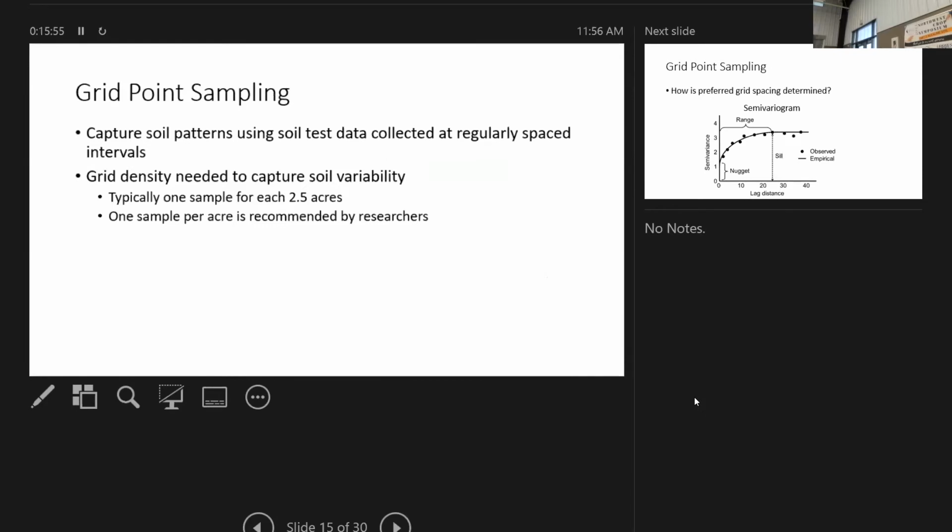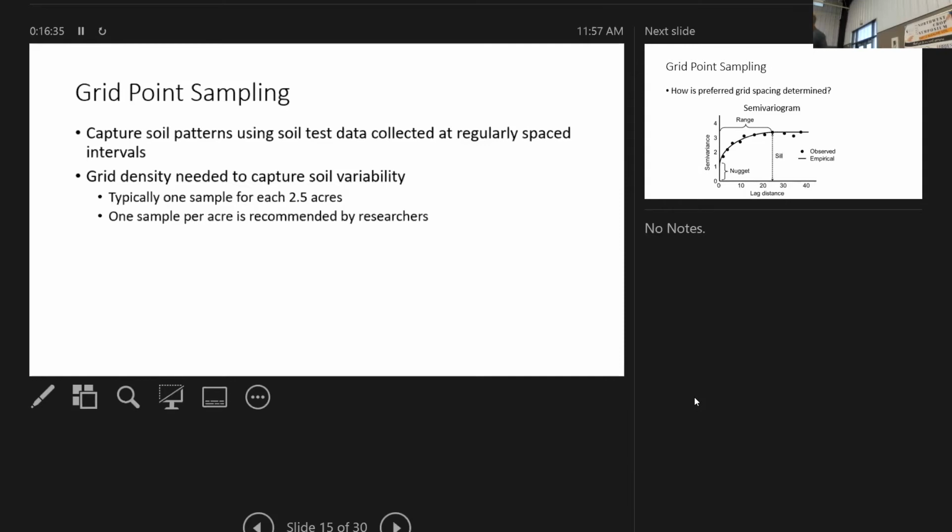So grid point sampling has its benefits and drawbacks. It's probably the best for capturing some of the more fine detail in your nutrient patterns, depending on how far apart you space those sampling points. Typically, over the years, it seems like 2.5-acre grids is kind of the go-to, maybe because that's barely affordable, or sometimes it's affordable, sometimes it's not. Some people like to go 5-acre grids.